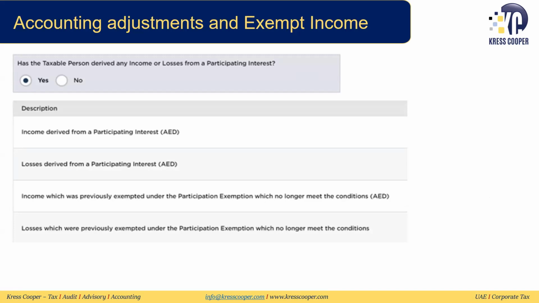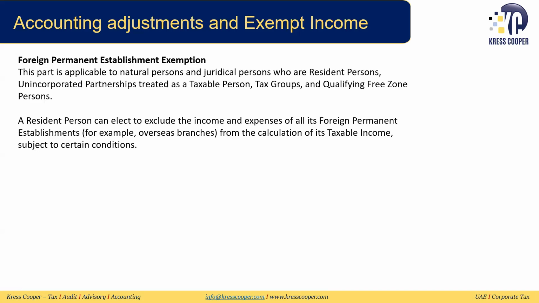If you are meeting that, and the definition for participation interest, and you have derived any income from that, you have to click yes here, and then give more detail about it: what is the amount of income, what is the amount of losses. For the next tax return, it will be for the previous period: if there was any participation exemption which you had taken, but it no longer meets the condition, that needs to be added back as well. And if any losses were previously exempted, you will also have to put in this information.